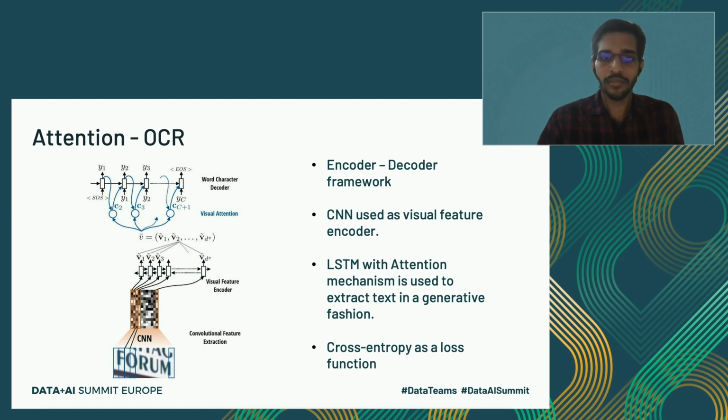So this is done in a generative fashion, compared to the CRNN CTC model, which was done in a discriminative fashion. This is an encoder decoder framework, and hence the predictions are in a generative fashion. One can also use beam search here to make the predictions better.